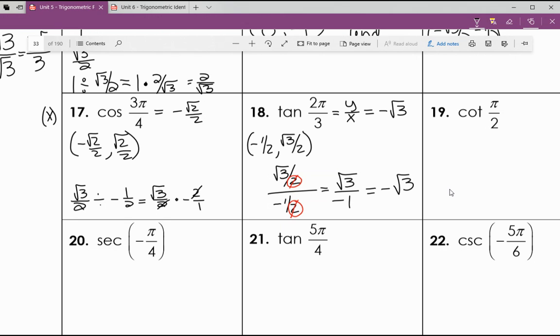Now, I'm going to let you go to the circle, locate pi over 2, and tell me the ordered pair that is associated with pi over 2.